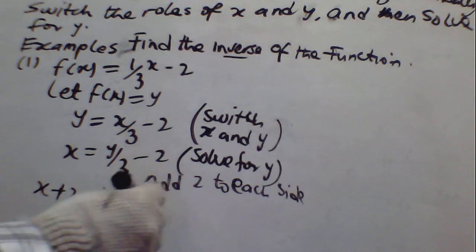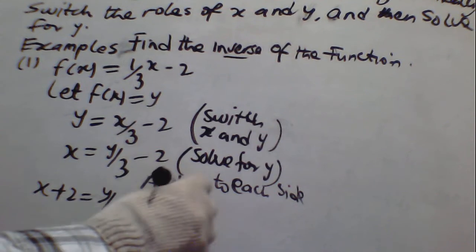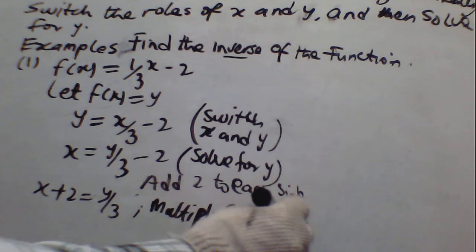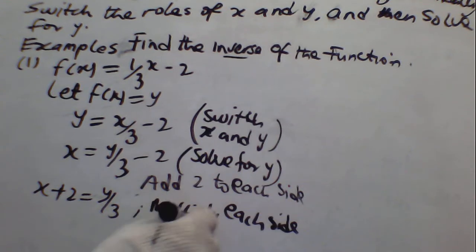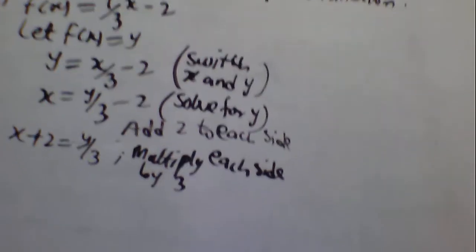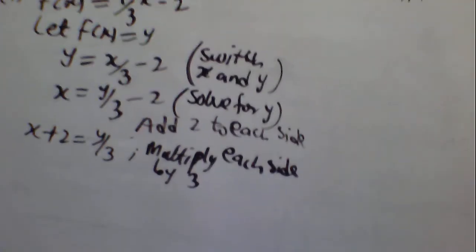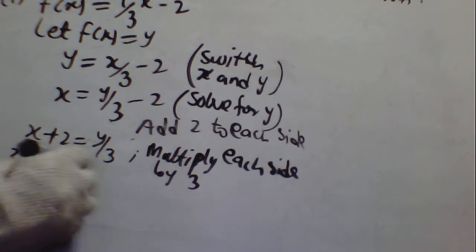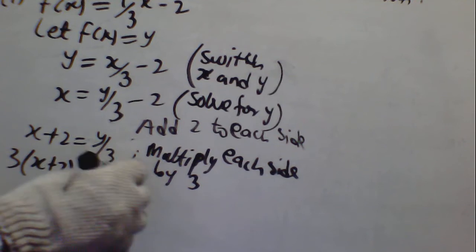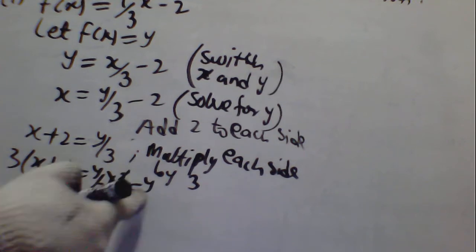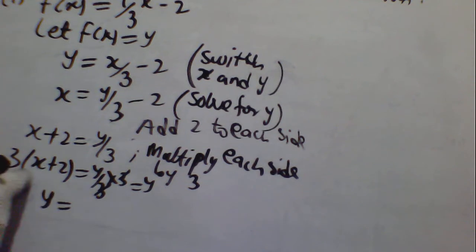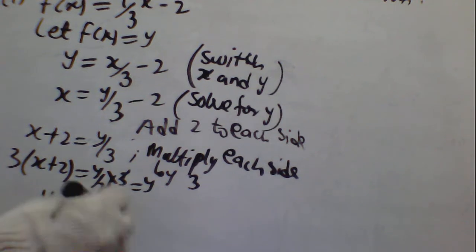The next is to multiply each side by 3, to remove the 3 in the denominator of y. So this will give us 3 in bracket x plus 2. This gives us y/3 times 3, so that 3 can cancel out to give us y. So we have that y is equal to 3 in bracket x plus 2.